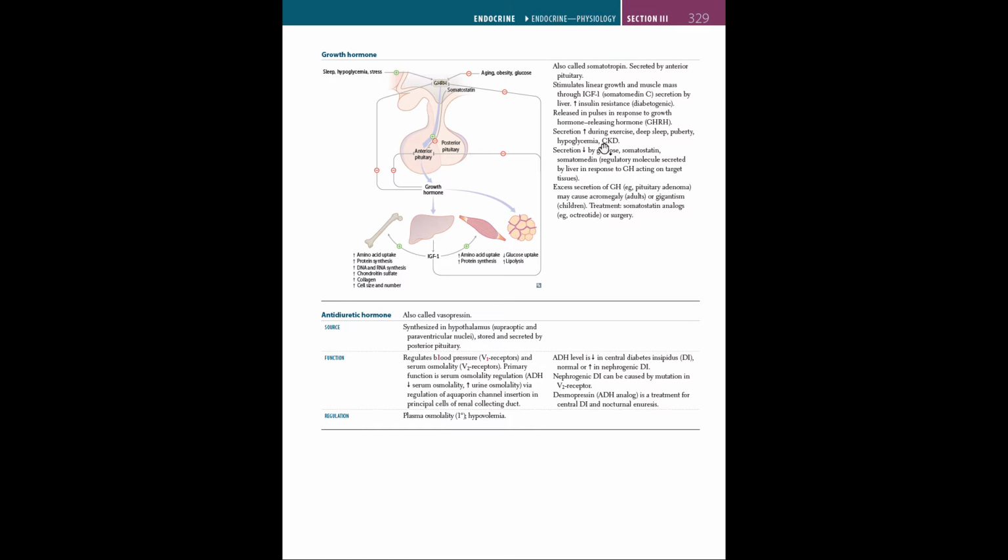Secretion increases during exercise, deep sleep, puberty, hypoglycemia, and CKD, chronic kidney disease. Secretion is decreased by glucose, somatostatin, and somatomedin, regulatory molecules secreted by liver in response to growth hormone acting on target tissues. Excess secretion of growth hormone, for example in pituitary adenoma, may cause acromegaly in adults or gigantism in children. Treatment is by somatostatin analog, octreotide, or surgery.